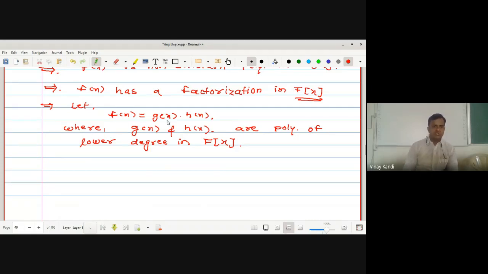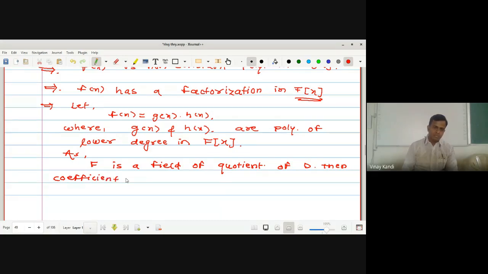So f of x is equal to g of x into h of x, and the degrees of g of x and h of x are lower than that of f of x. Now, F is the field which is given to us. F is the field of quotients of D. Then the coefficients in g of x and h of x.